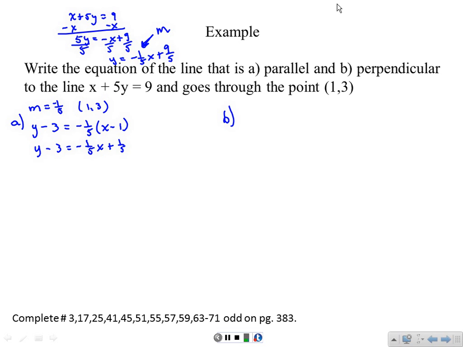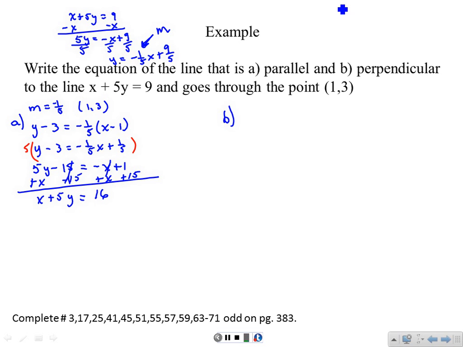Standard form, let's get rid of those fractions. Multiply through by 5. So we'll have 5y minus 15 is equal to negative x plus 1. And I need to get x and y on the same side, so I'll add x, but I need to get this constant on the other side, so I'll add 15. So I'll have x plus 5y is equal to 16. So this one is parallel.